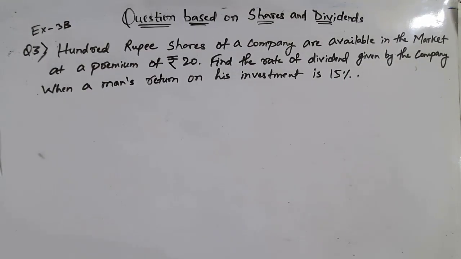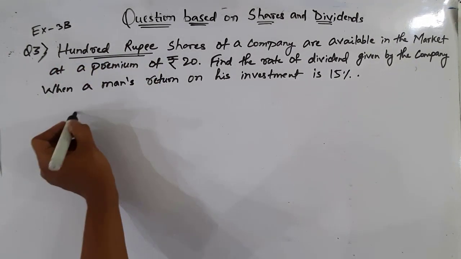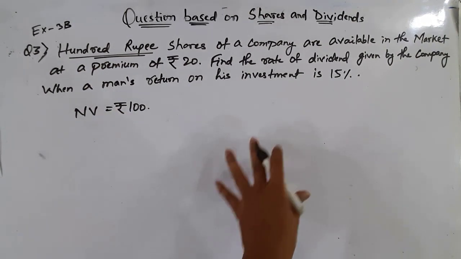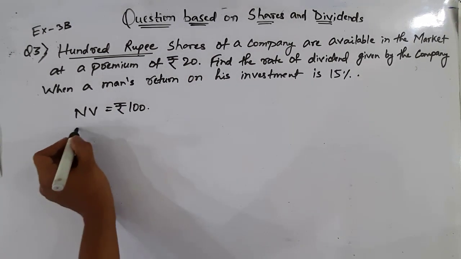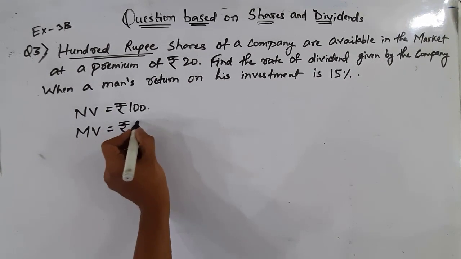Now this is question 3 of exercise 3B. So the question is, 100 rupees shares of a company are available in the market at a premium of rupees 20. Find the rate of dividend given by the company when a man's return on his investment is 15%. So here 100 rupees shares means the nominal value of the share is rupees 100, and it is available in the market at a premium of rupees 20. That means the market value of the share is rupees 20 more than 100, that is 120.